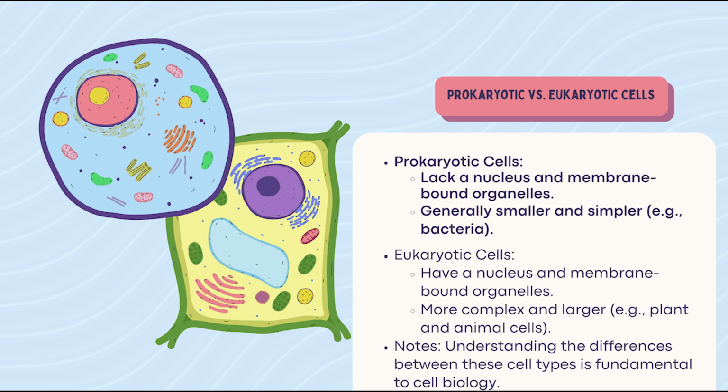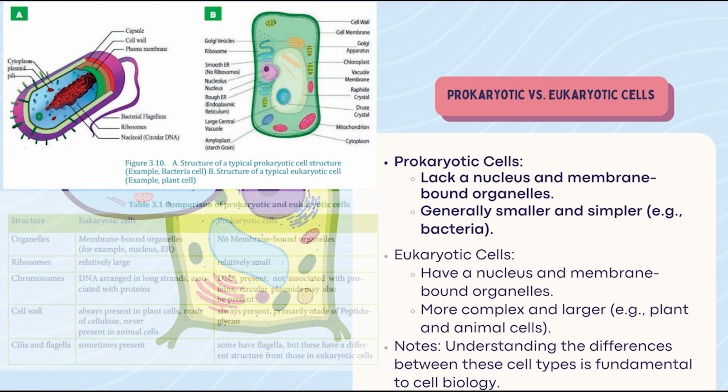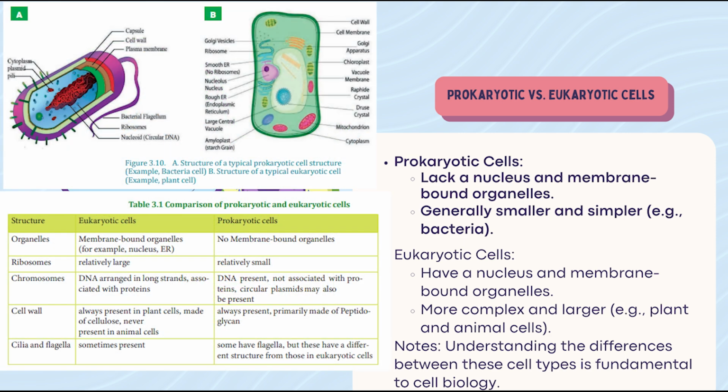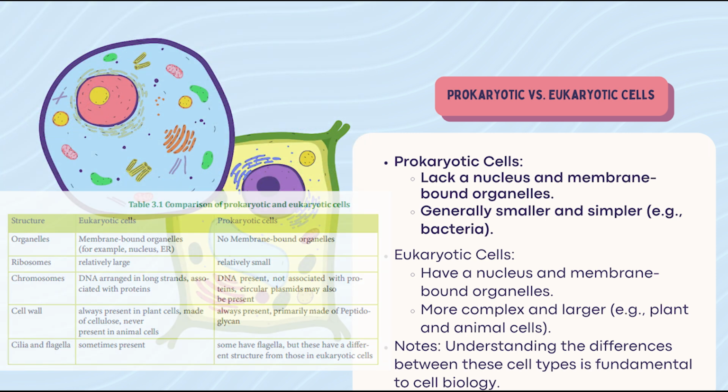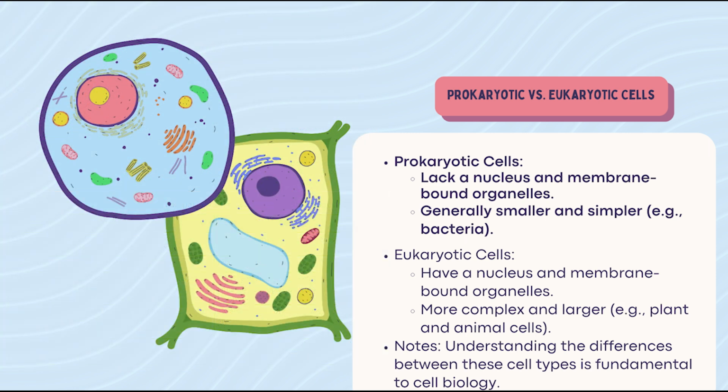Prokaryotic versus eukaryotic cells. These are the two main types of cells. Prokaryotic cells have no nucleus and are simple, like bacteria, whereas eukaryotic cells have a nucleus and organelles, like plant and animal cells. And the difference is key in classifying living organisms.